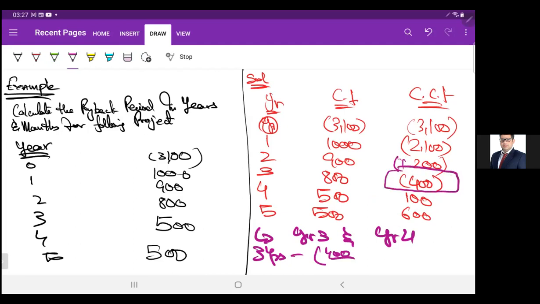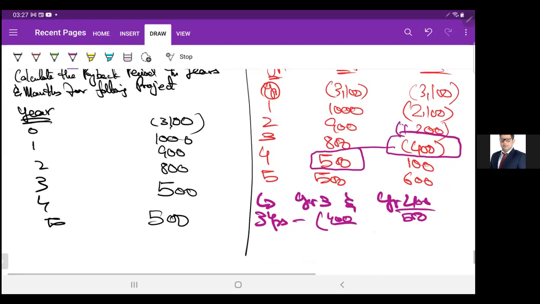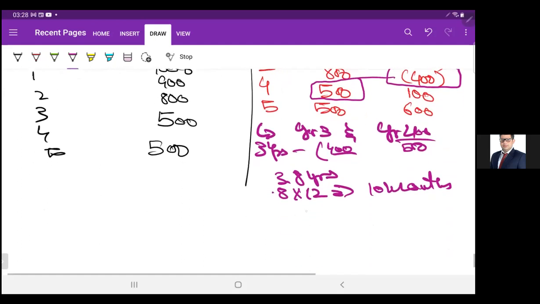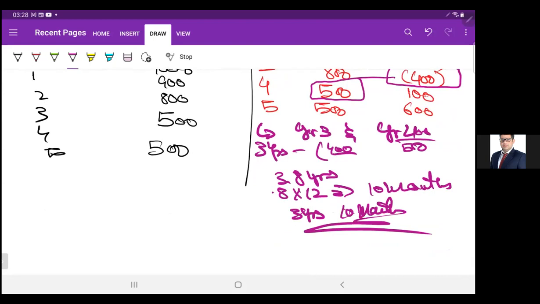400 divided by 500 of year 4, which is 3.8 years. So 0.8 multiplied by 12 is equal to about 10 months. So that's going to be 3 years, 10 months. That's it. I hope you get it.